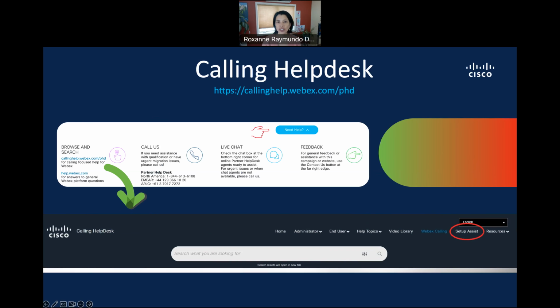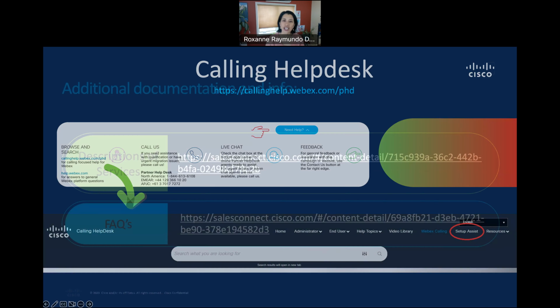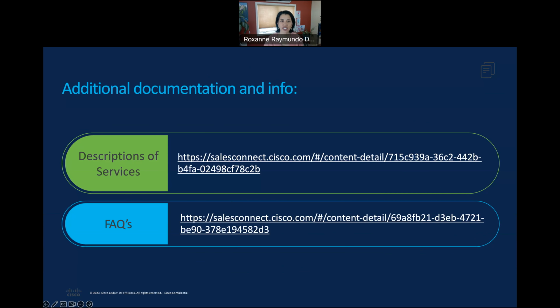There's also a lot of questions on where partners can go if they have questions. The Calling Help Desk is available to address any informational questions that partners may have about migration. You can access us by calling us, live chatting, or sending us an email. In addition, Sales Connect has a lot of information on the service, the Webex Setup Assist, description of services, and frequently asked questions.